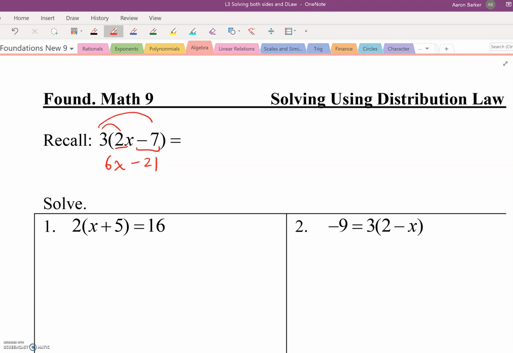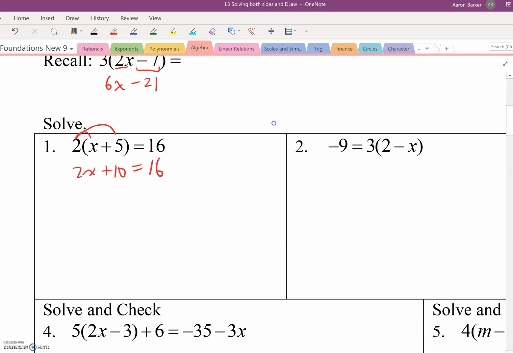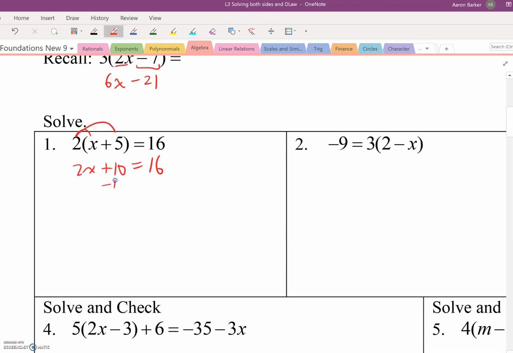So the first thing we want to do is use our distribution law to multiply and get rid of the brackets. So let's do that for question 1. Multiply in, and our brackets are gone. So that's what we learned last unit. Now we're going to go and solve. So this plus 10, we can move it to the other side by minusing 10, both sides. 2x equals 10. And then we divide by 2, x equals 5.